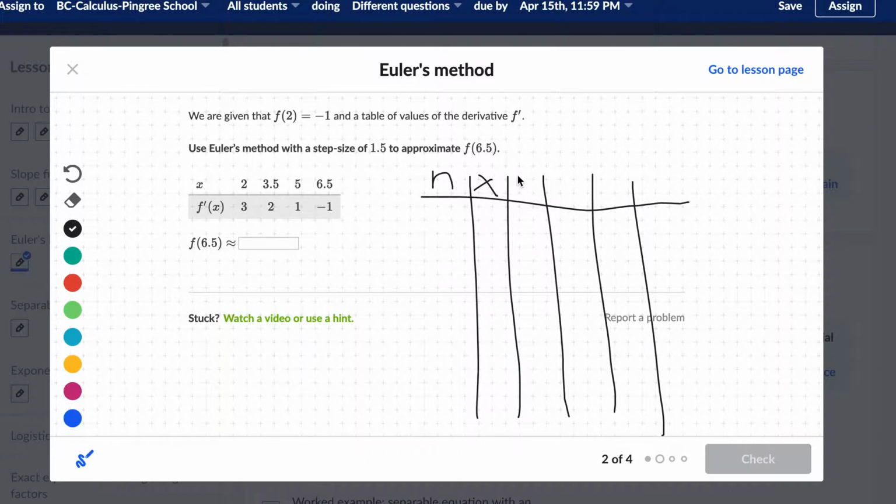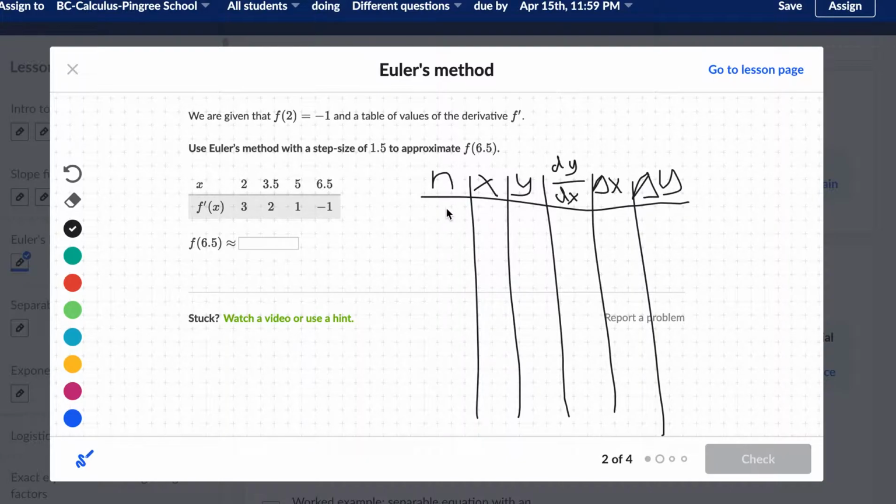Here's our x, here's our y, here's our dy dx. I'm just going to use y prime a lot of times because I'm just faster writing that way. And then this is the multiplier, in this case, by the step size. So this is the delta x. And then this is the resultant delta y. You'll see how this works, I think.